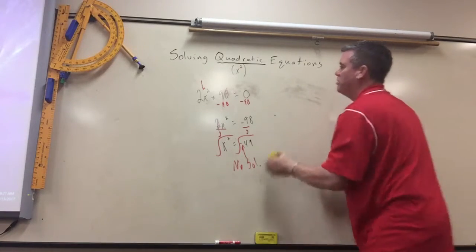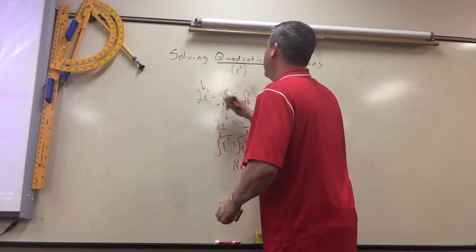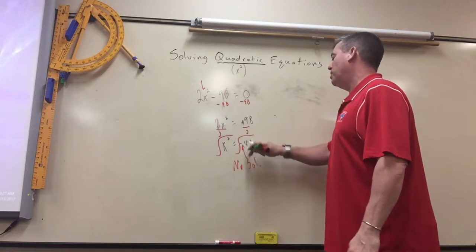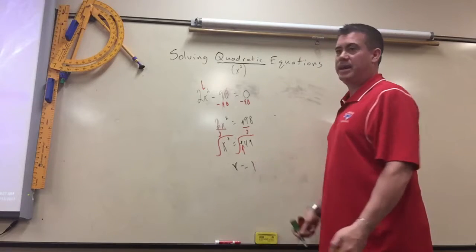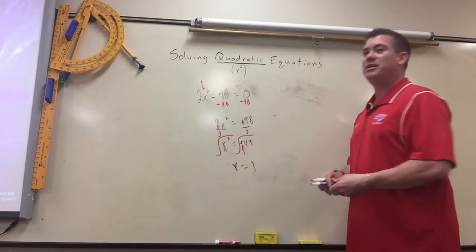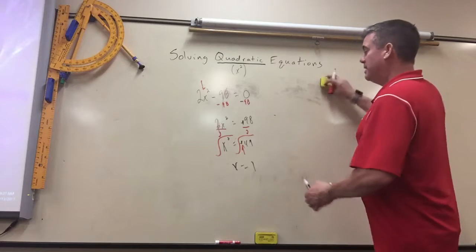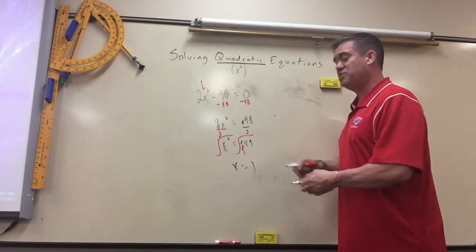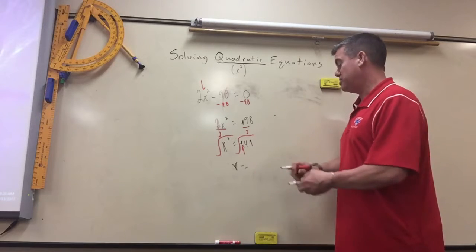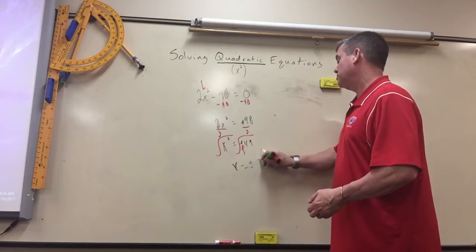Now, I should have started off like this with a minus 98. That way that would have been plus. So then it would be 7. Okay? But now what you got to remember on these quadratics is the parabola is going to touch in 2 spots. So it's not just 7, it's plus or minus 7. Okay?